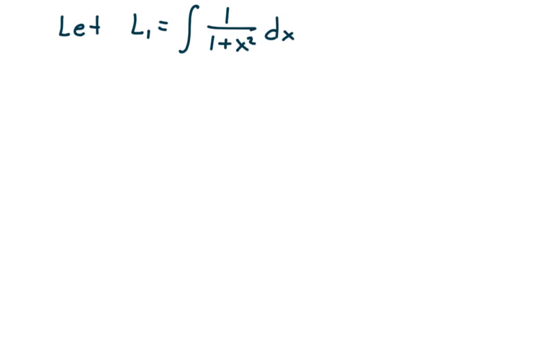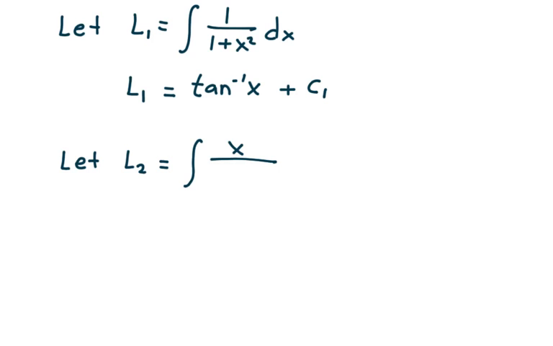Now, what we're going to do is we'll call it L1, the integral of 1 over 1 plus x squared dx. And so L1 is equal to inverse tangent of x plus, we'll say, C1. And I'm going to let L2 equal the integral of x over 1 plus x squared dx. Now, to do this integral, we need a u substitution. And so I'm going to let u equal 1 plus x squared. I just happen to know that if you take the derivative of the denominator, you almost get the numerator. It's off by a constant, which is okay, because we can always adjust for that.